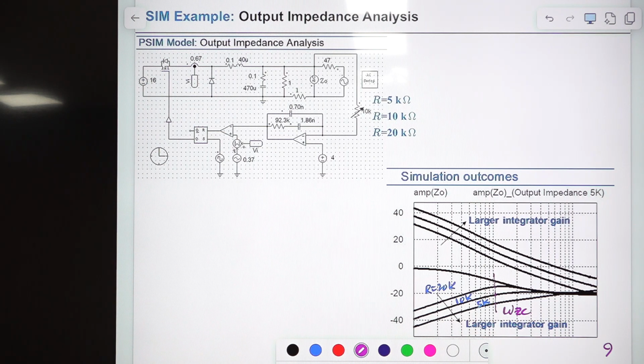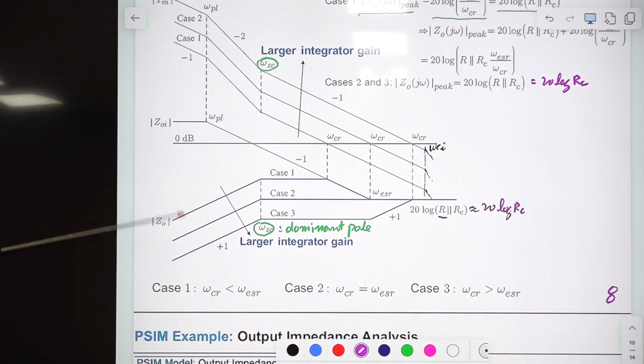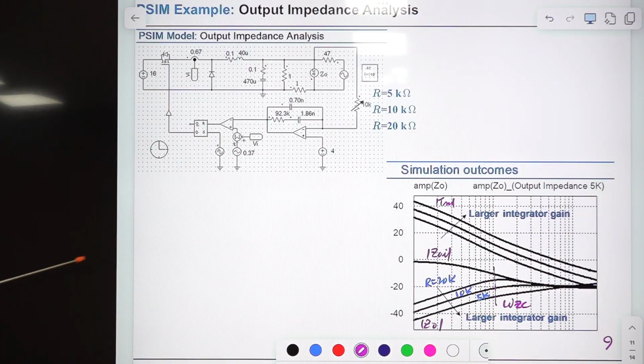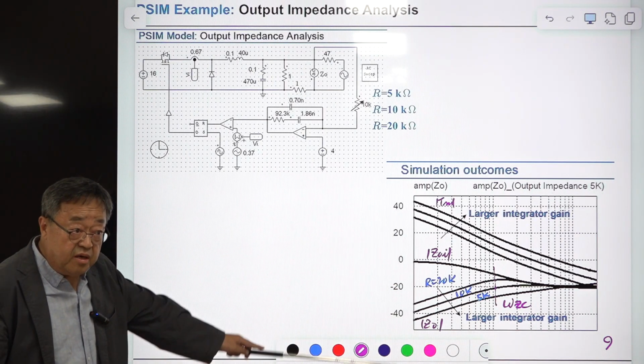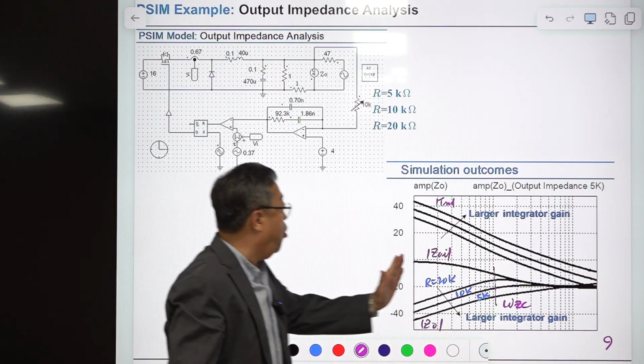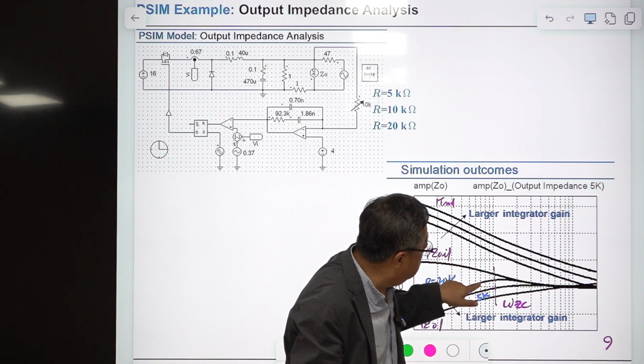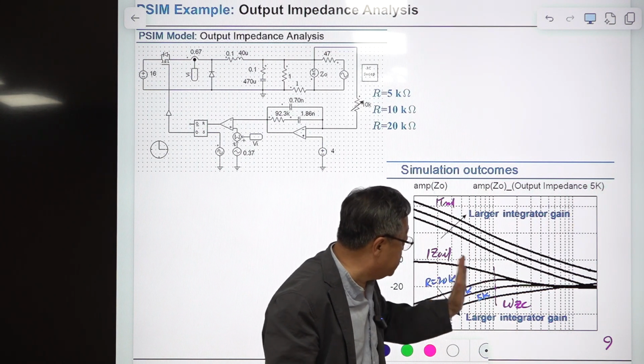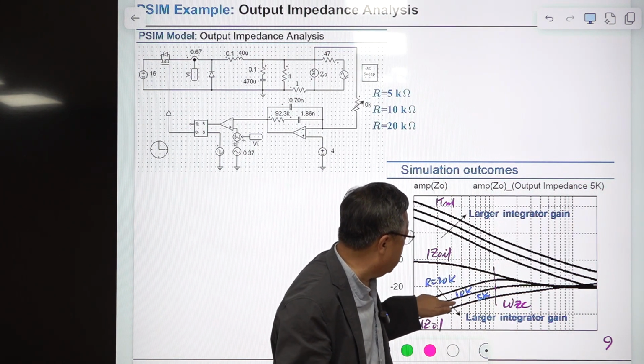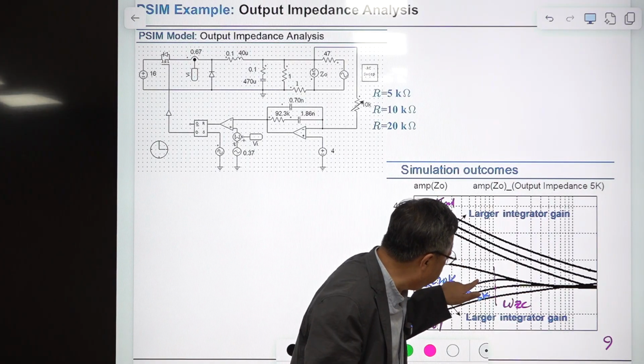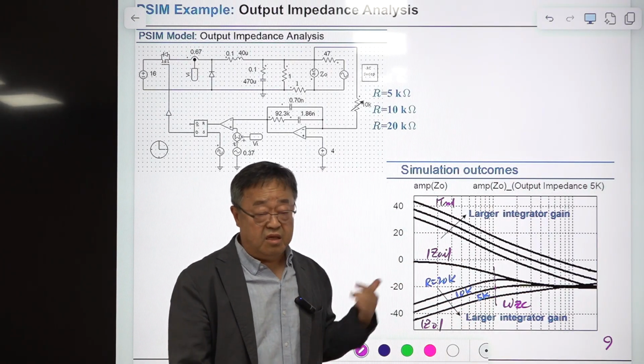Okay, this is the TM. Let me write this down here. This is a TM. This is the GOI. This is a GO. Okay, so the shape shown here is exactly the same as this one, okay? Because of some distance between this pole and this pole, we have some rounded top, okay? But in the asymptotic plot, they are the same, okay? This is case 1, 2, 3, okay? Three different cases.